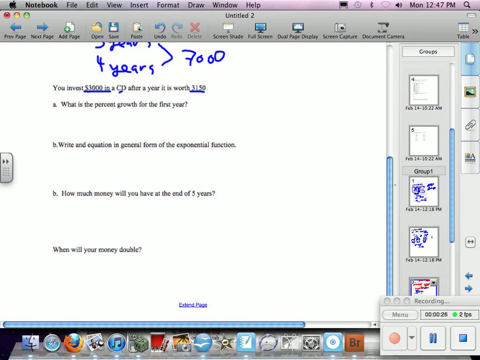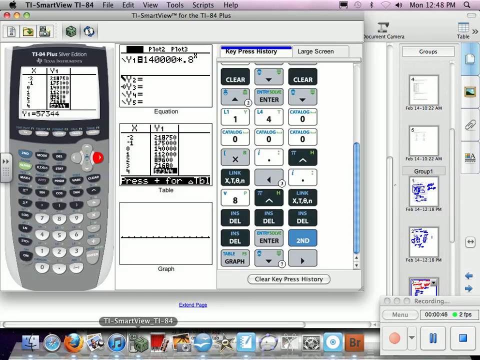Well, this is the current term, okay? And this is the previous term. So we're going to take 3,150 and divide it by 3,000. Okay, we've taken the current term, we've divided by the one the year before. Let's just stick that in our calculator and see what we get out.